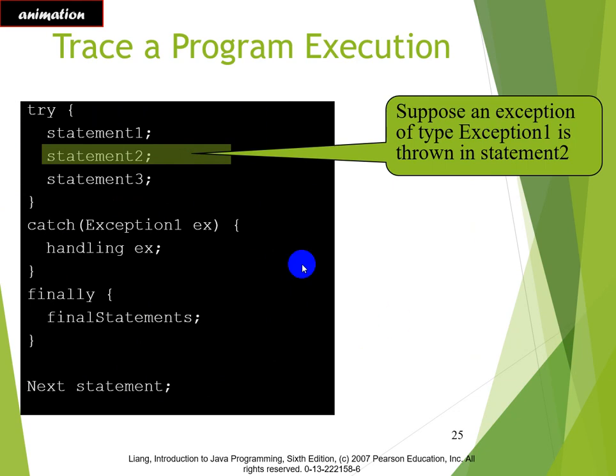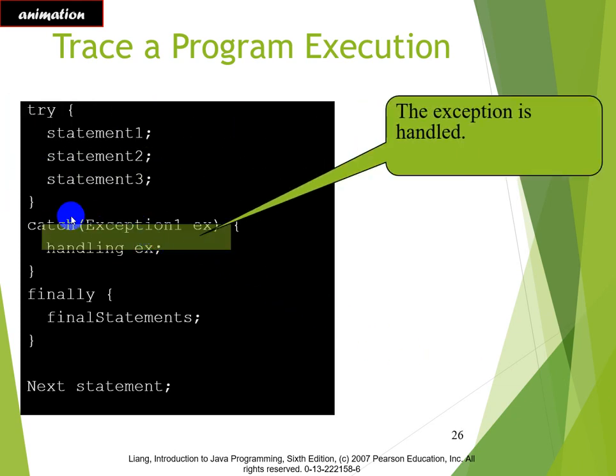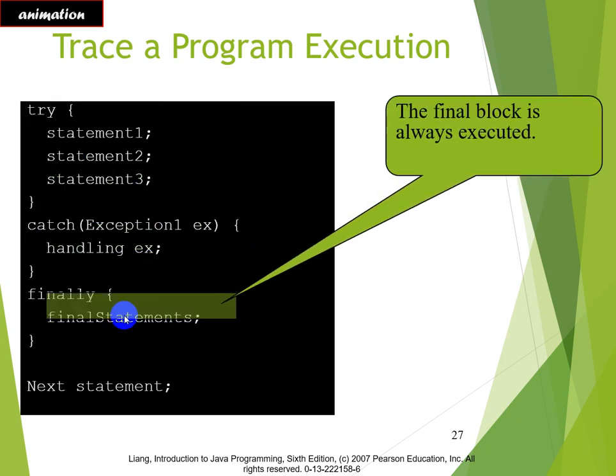For example, there are more than one statements, and suppose an exception of the type exception 1 is thrown in statement 1. So in that case, it should be caught here. It will come here, as you can see. When an exception is thrown, it will be dealt with by the appropriate catch block. This is the exception 1 catch block, and again the finally block will be executed.